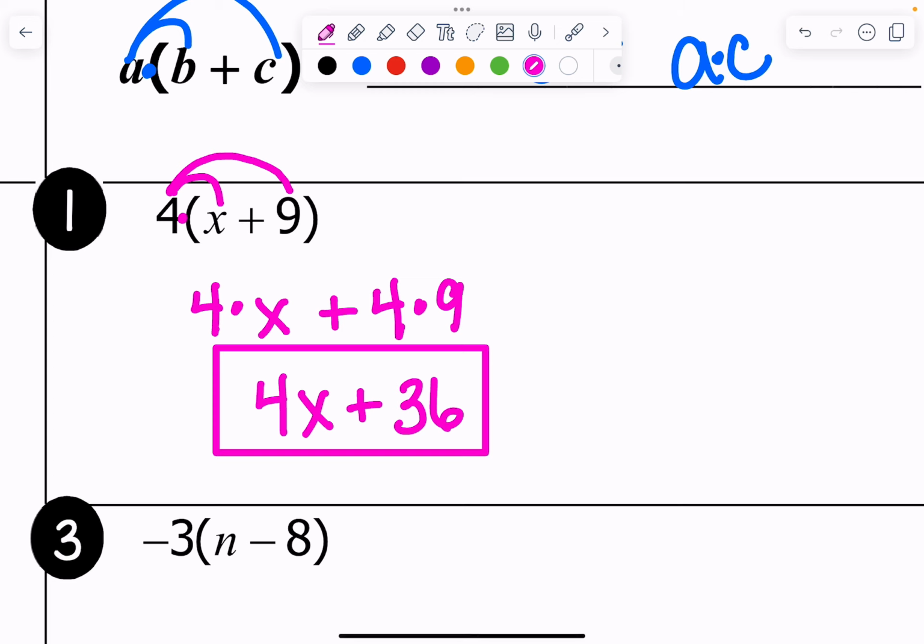I find it very helpful to use my pencil to draw what I would call rainbows to signify who you're multiplying together. So 4 is getting multiplied times x, 4 is getting multiplied times 9, and then you've kept track of how many products you need to take.